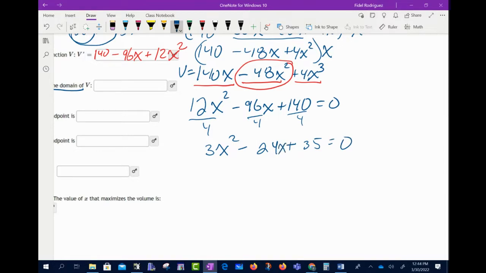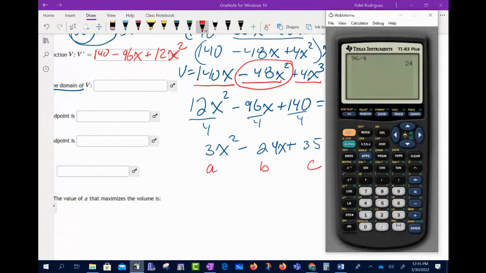So guys, I'm going to tell you right now, this problem here is not going to factor out nice and pretty. Because it doesn't factor out nice and pretty, we're going to go ahead and use the quadratic formula, okay?